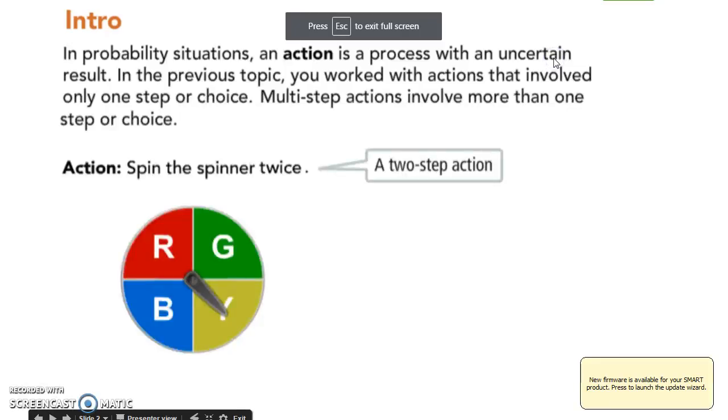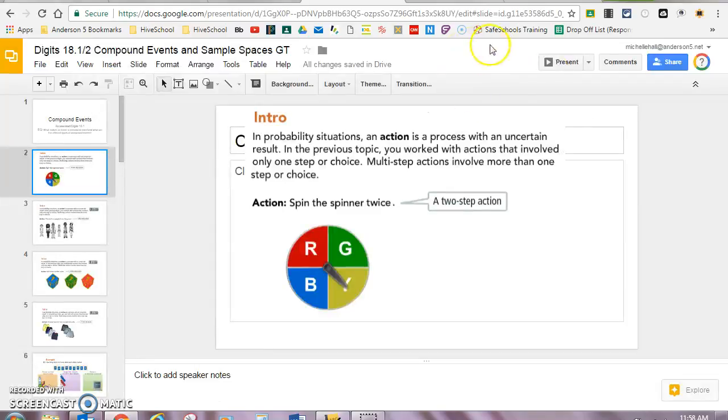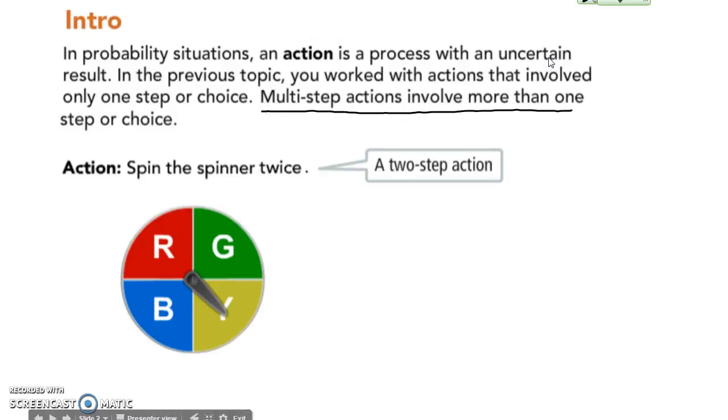In this unit, we're going to be dealing with doing an action more than one time. So we might be spinning a spinner more than once. We might be rolling a number cube more than once. Okay. Multi-step actions involve more than one step or choice. And I want you to write that down.